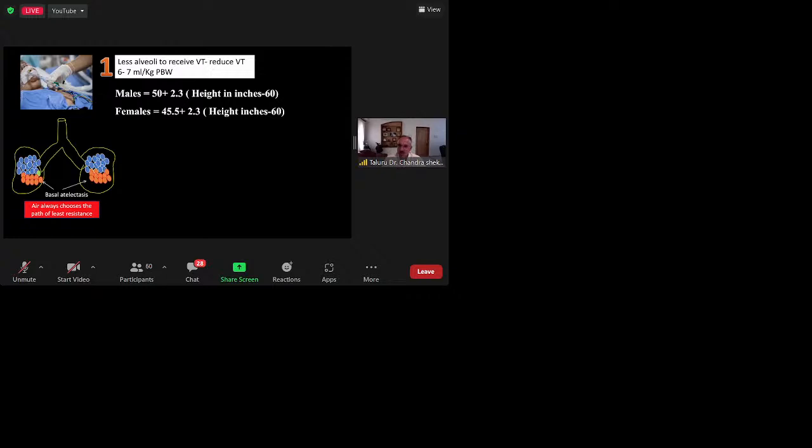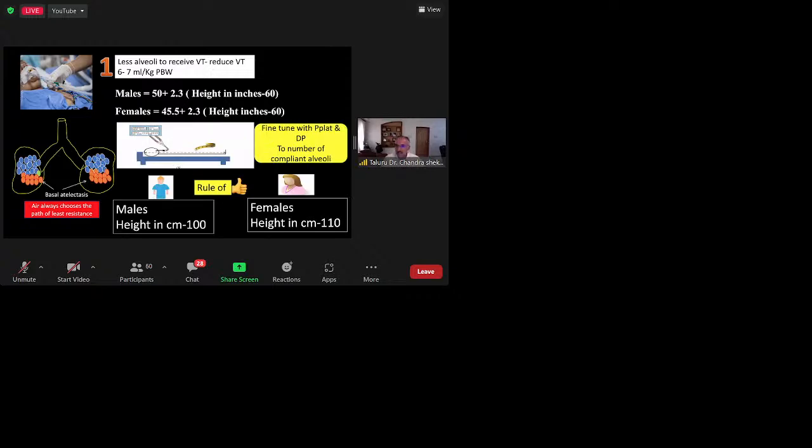I am very sure that none of us do the formula calculation in the pre-operative rounds. See, at least do this. You measure the patient's height. Remember this. This is a rule of thumb. It works well. I would be very happy if you set tidal volume according to the height of the patient. And once you ascertain, set it for that. If you guess somebody's weight, it is very, very criminal. The whole purpose of lung protective ventilation goes.